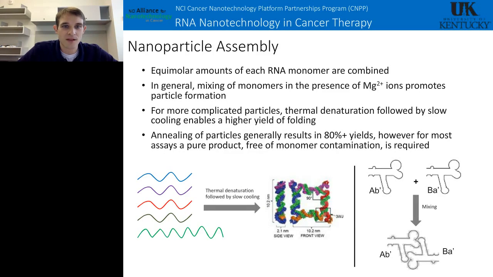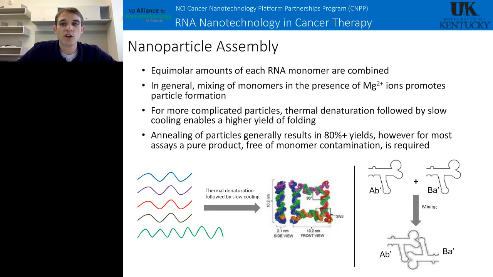So after RNA purification, the next step is nanoparticle assembly. There are two different types of formation processes that we use in our lab. The one down here on the left, which would be for all the nanoparticles made from the three-way junction, is what we call a thermal denaturation and slow cooling process.